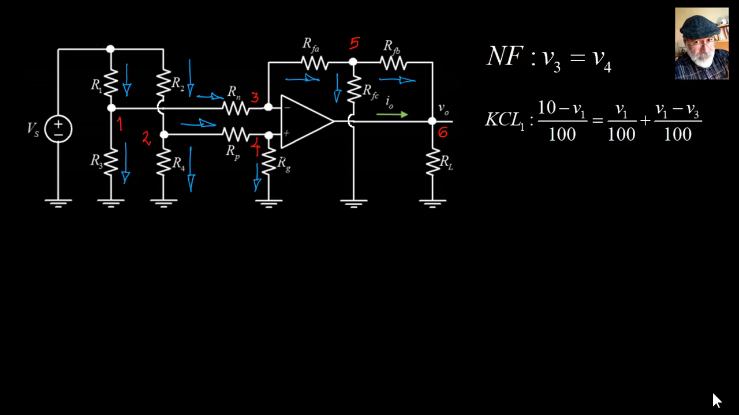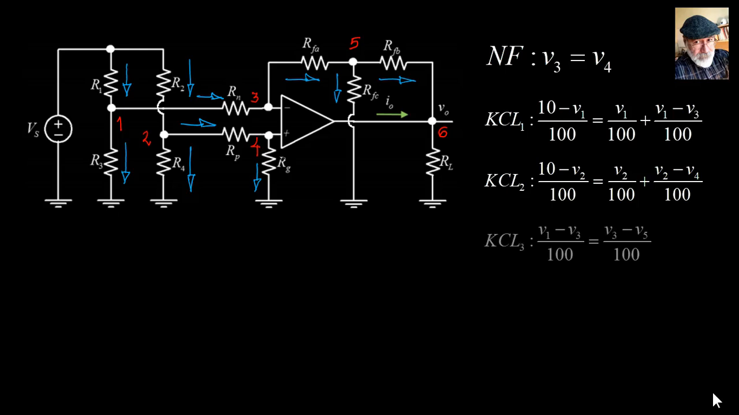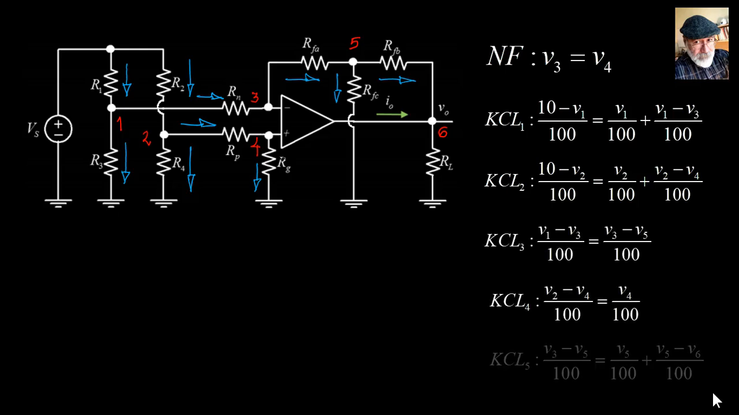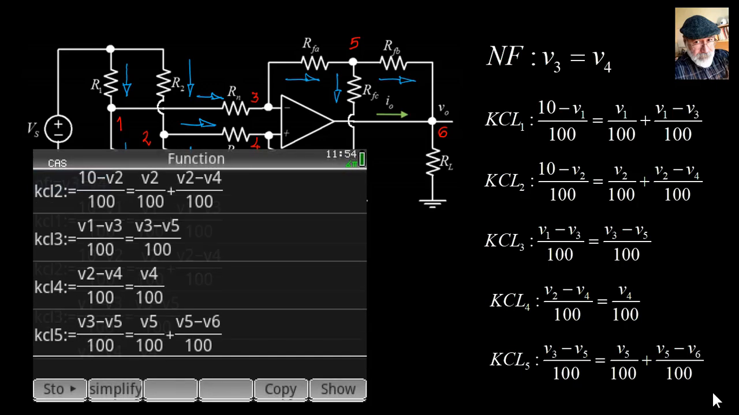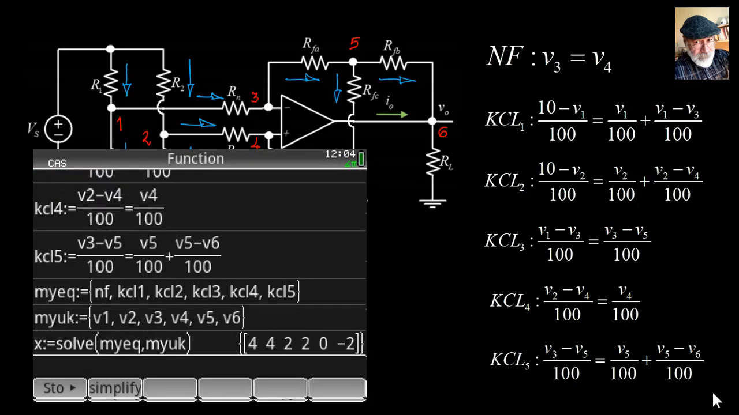But I write a KCL equation for node 1 on the left, node 2, node 3, node 4, and node 5. I invite you to freeze the video and check the validity of my equations. We have 6 equations and 6 unknowns, V1, V2, V3, V4, V5, and V6. We enter them in the HP Prime CAS system and solve for them, and those are the solutions. V6, the output of the circuit, is negative 2 volts.